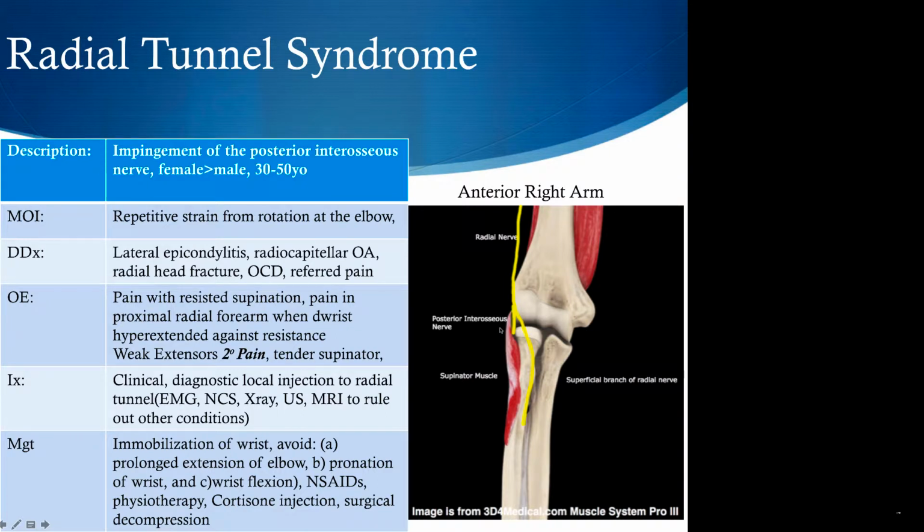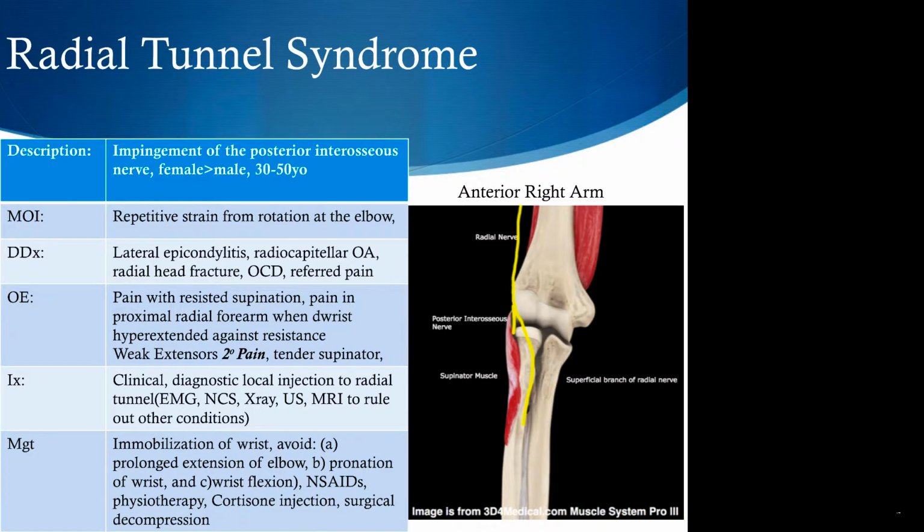Typically, patients are usually women more than men, between the ages of 30 and 50, with repetitive rotation of the elbow, and what ends up happening is there's compression of the posterior interosseous nerve due to the overuse of the supinator muscle. The differential diagnosis here, because of the lateral elbow, is lateral epicondylitis, radial capitellar osteoarthritis, radial head fracture, osteochondral defects, and referred pain. On examination, this is the key.